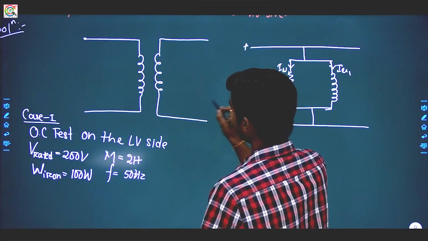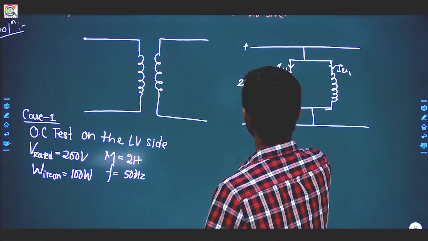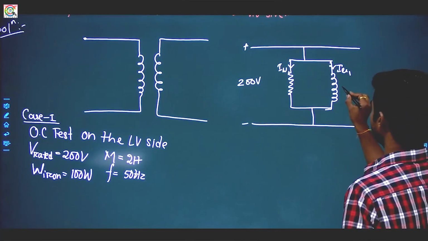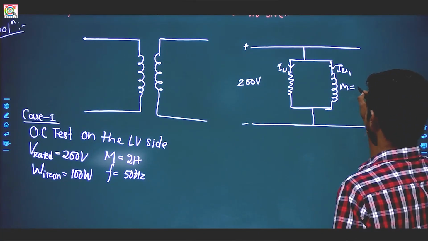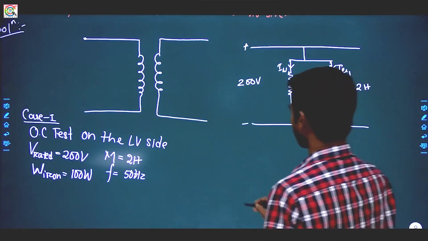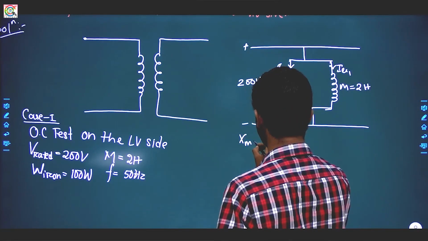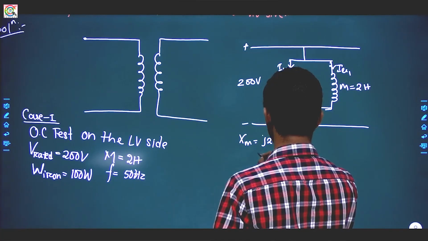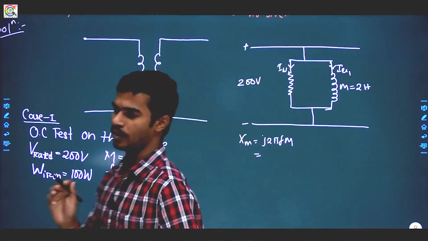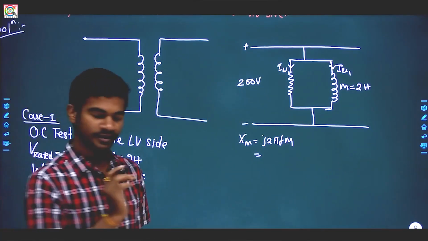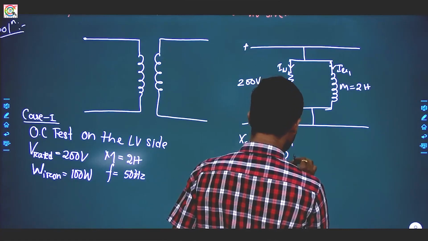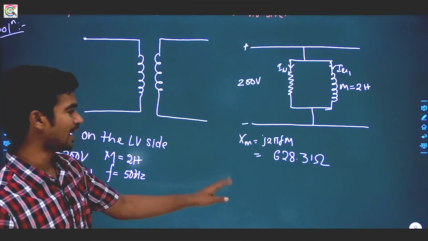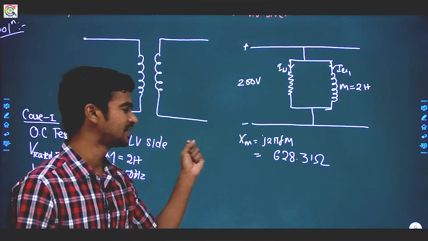This voltage is the low voltage rating, which is 200 volt. In this case this is the mutual inductance, which is 2 Henry. Can you tell me what the mutual reactance is? XM will be given by j2πfM. I am directly writing the value here: 628.31 ohm. So the value of mutual reactance is 628.31 ohm.